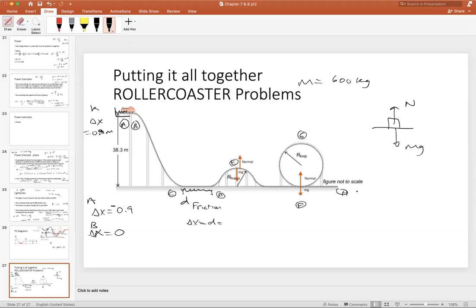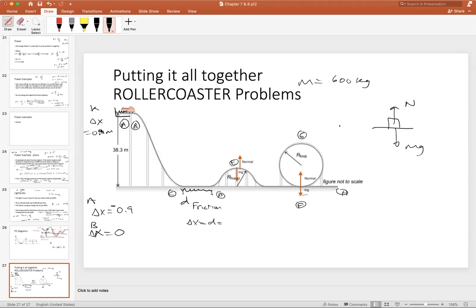I don't care. So we have: before it leaves, when the spring is compressed; after it leaves, when it gets to the bottom; after the friction; when it gets to the top of this hill; when it gets back to the bottom; when it gets to the top of the loop; and when it gets back to H.